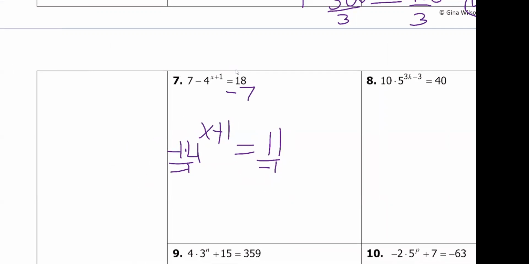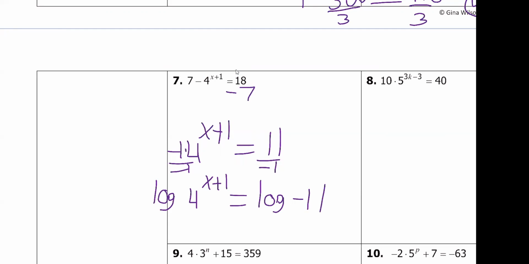Like if they had written it inside your parentheses up to that power, but that negative is not included. Only the 4 is being raised to the x plus 1, if that makes sense. Sometimes they would make it real clear if that negative is included by putting parentheses around it. But we would get 4 to the x plus 1 equals negative 11. So to solve this, we would take the log of both sides. But we're going to see this is a problem.